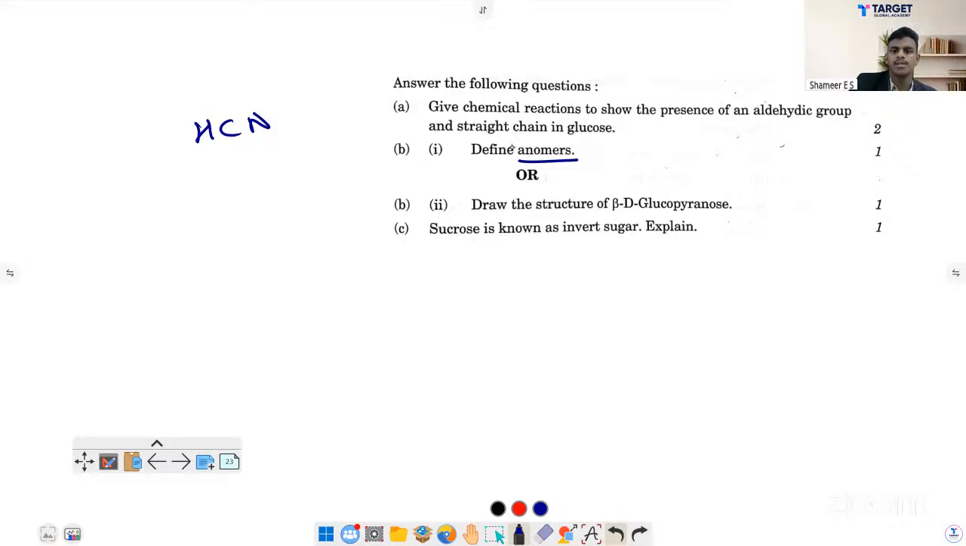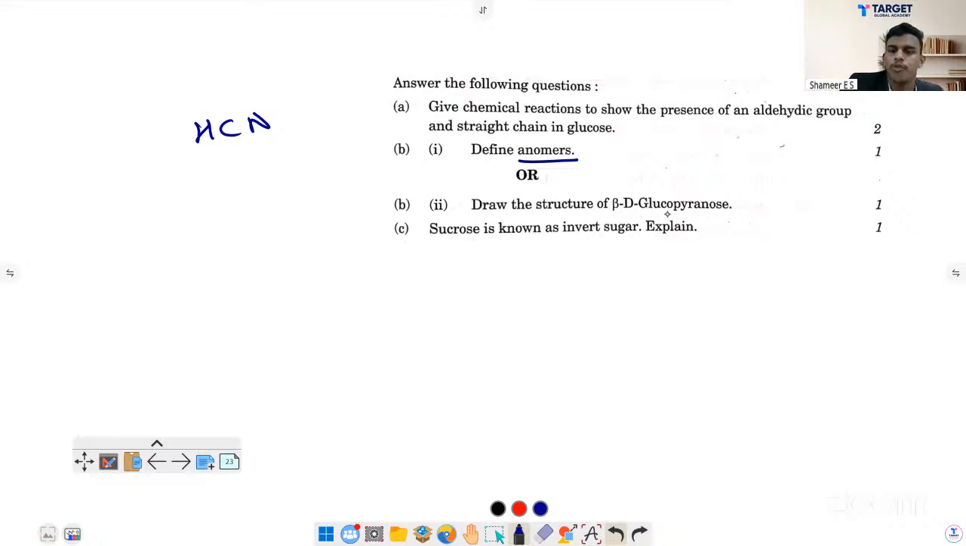Define anomers. Anomers are stereochemical isomers in which there is only one difference in the configuration of carbon, the configuration of the chiral carbon formed due to cyclization. After cyclization, you will get a chiral carbon, right? That carbon has OH and H different, that is alpha and beta. That is known as anomers.